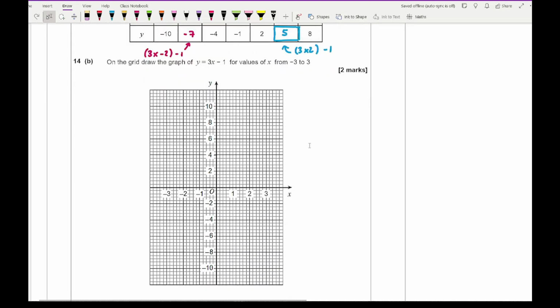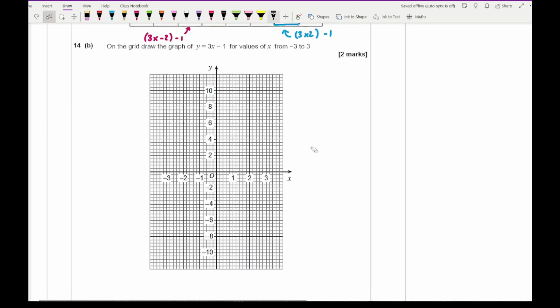So for the first one, we're looking at minus 3, minus 10 rather. So that's going to be here. Then we're looking at minus 2, minus 7, which is there. Minus 1, minus 4, which is there. Then at 0, it is minus 1, which is there. At 1, it is 2. At 2, it is 5. And at 3, it is 8.